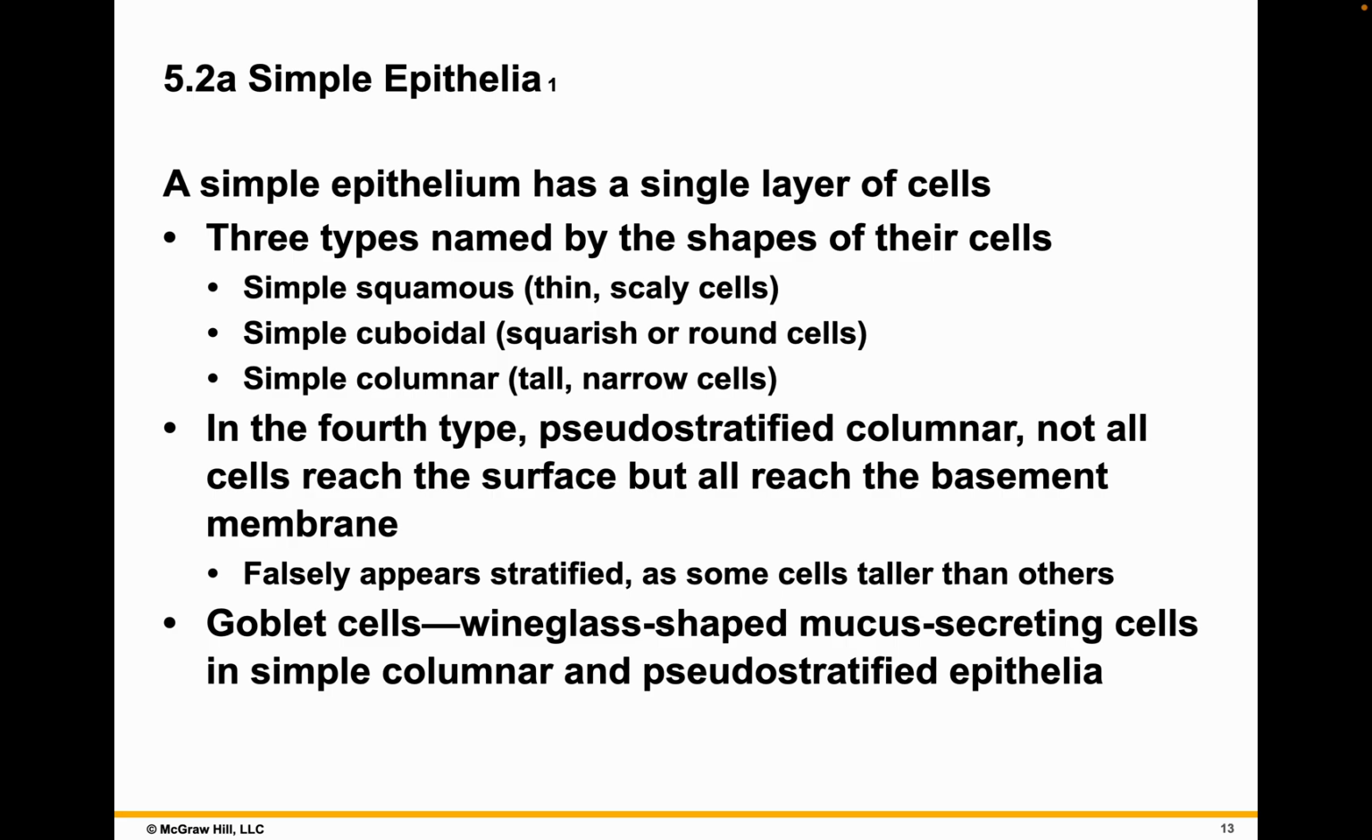The other type is pseudostratified columnar. All the cells don't reach the surface, but they all touch the basement membrane, so they appear stratified because some cells are taller than others. There are also goblet cells, which are shaped kind of like a wine glass. They are mucus-secreting cells. They're found in simple columnar and pseudostratified epithelium.